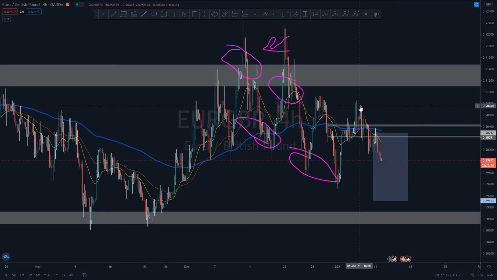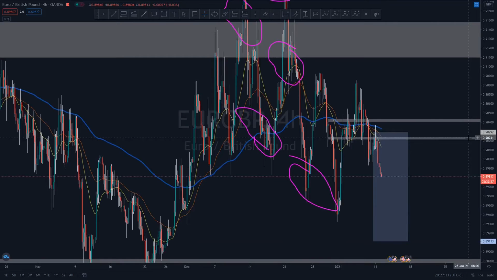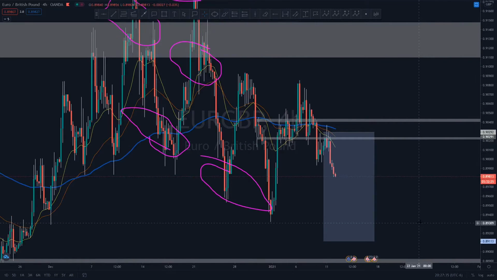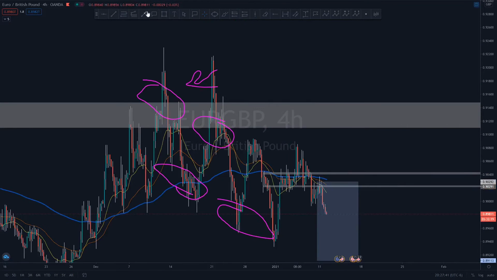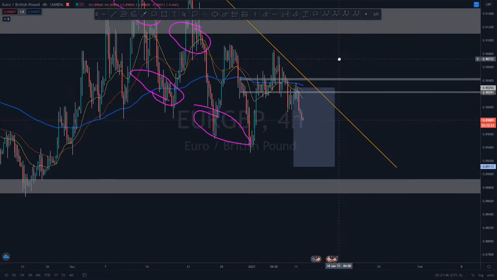Maybe it is. I don't know. I don't really pay attention to the verbiage too much. I just know what I'm looking for, right? Obviously, it's in a downtrend. Let's just say that, right? It's in a downtrend, right?